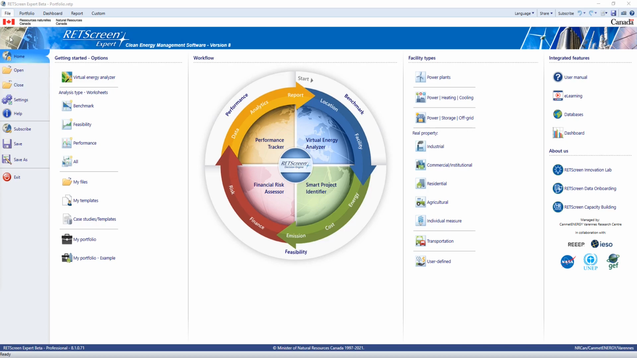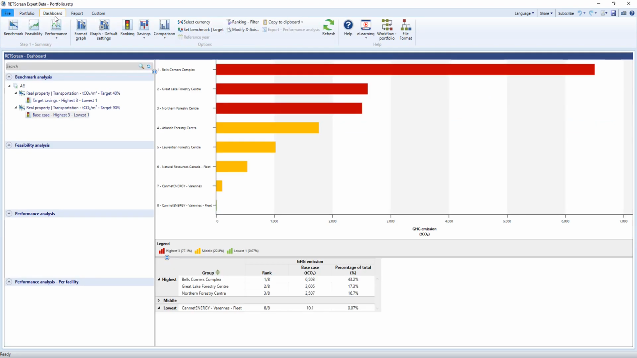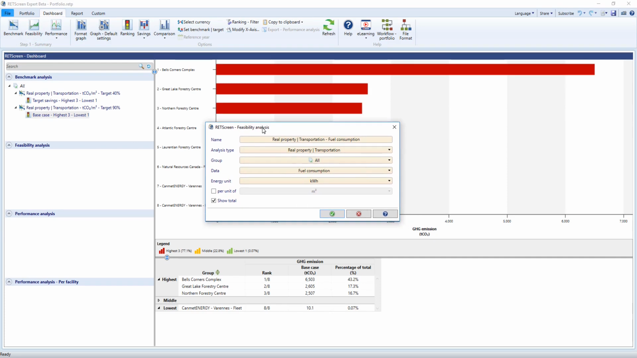In this video, we will continue to explore the RETScreen Portfolio Dashboard for feasibility analysis. We start with several facilities already in our portfolio. On the Dashboard worksheet in RETScreen, you start by clicking on the Feasibility button, and this dialog appears, which allows you to customize the type of portfolio analysis for feasibility studies you will create.